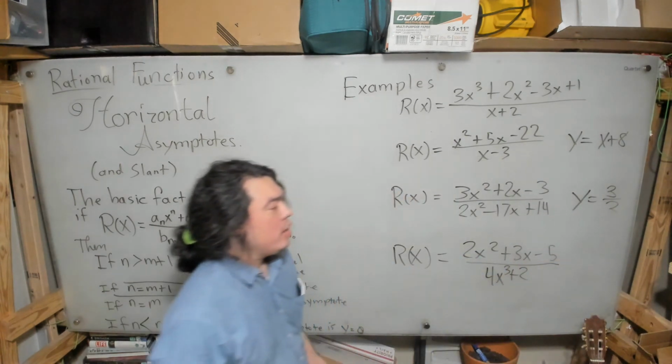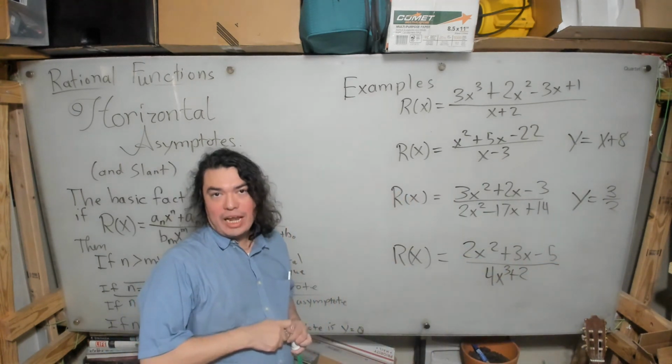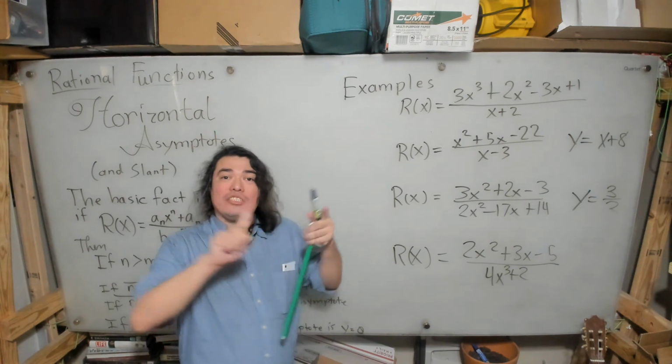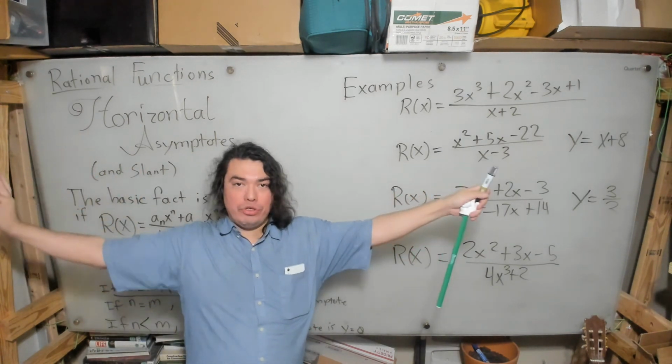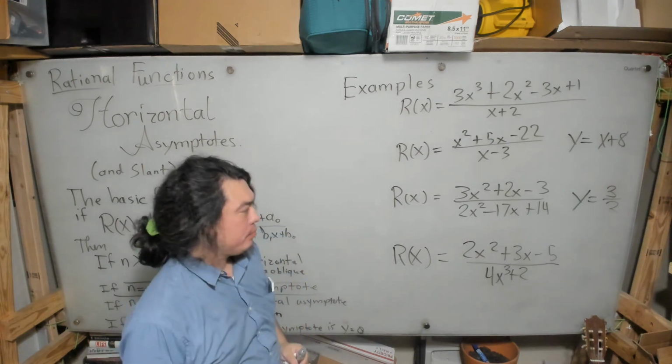So when I'm graphing this, I could draw that in as a dotted line, knowing that my function, as x goes to negative infinity and to positive infinity, the graph will get closer and closer to that horizontal line. Okay?